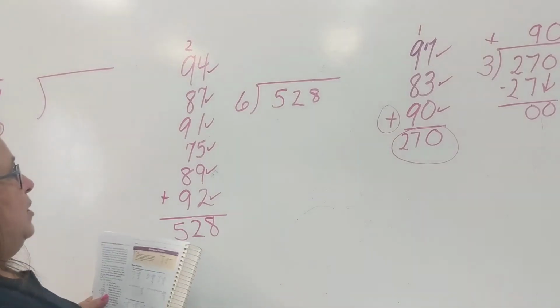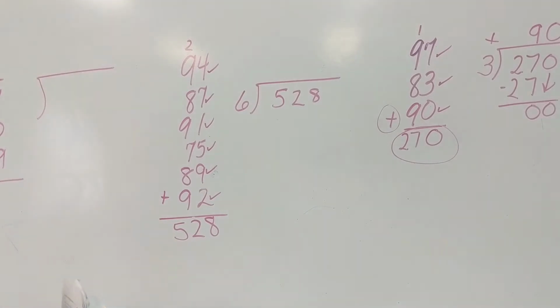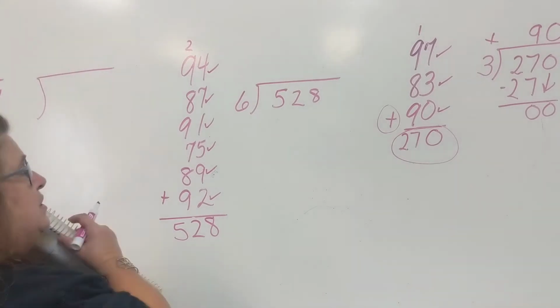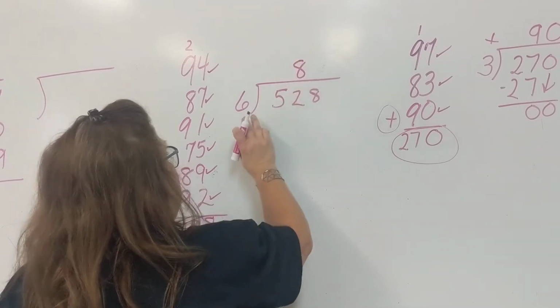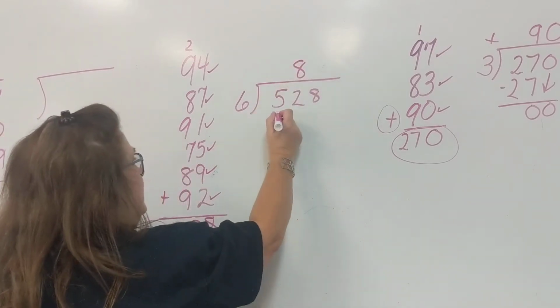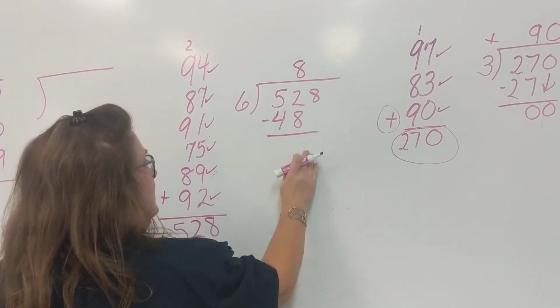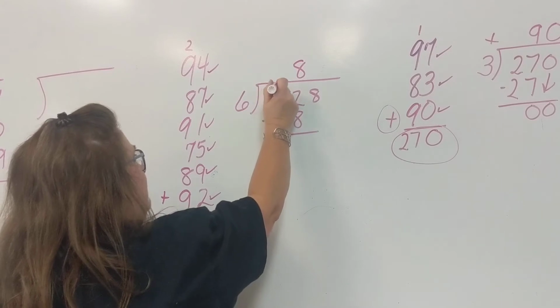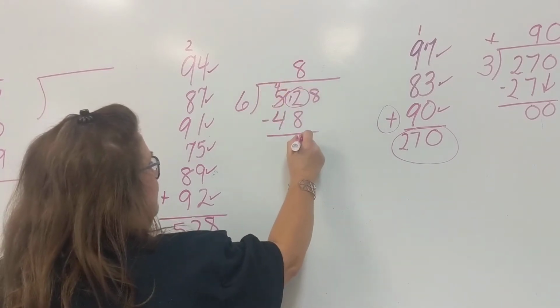Okay, so we're going to say how many times will 6 go into 52? 6 will go into 52 how many times? Anybody got it? 8 times. So our 8 will go above the 2 because 6 can't go into 5, but it can go into 52. 8 times 6 is 48. We subtract. We can't say 2 minus 8. We borrow from the 5 and make it 4. And now we have 12. 12 minus 8 is 4.